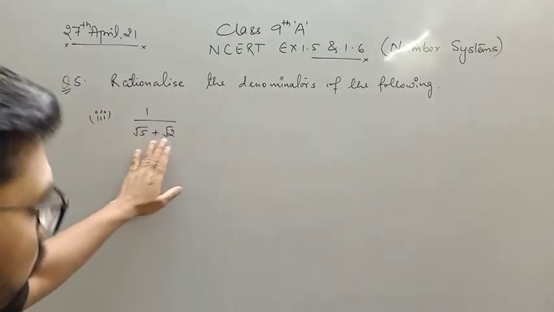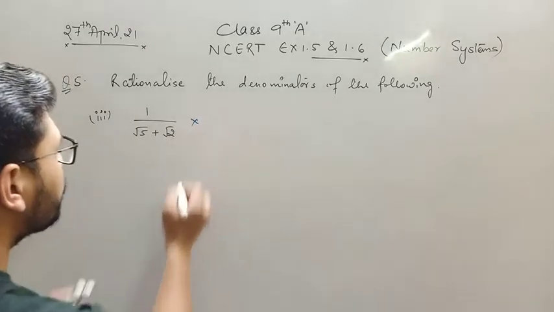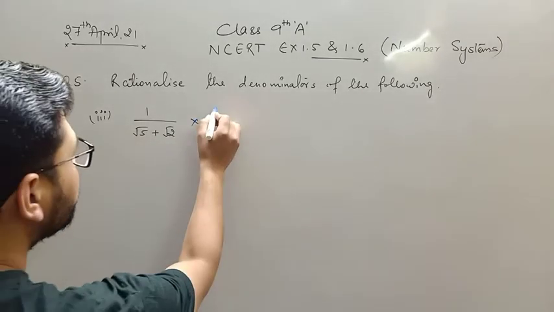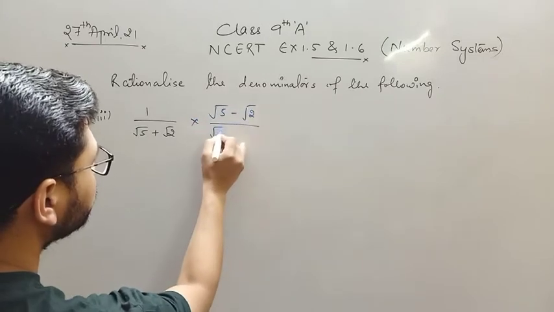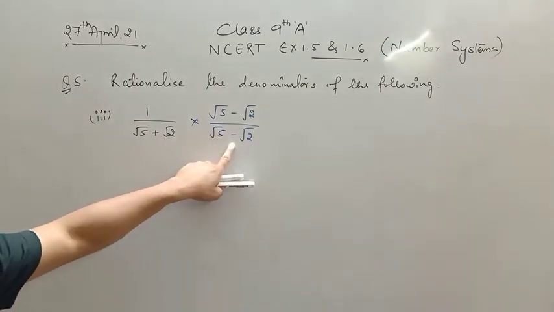1 upon root 5 plus root 2. So how to rationalize this? In earlier classes I have told you that this is the denominator with a positive sign. So you just need to multiply numerator and denominator with its counterpart, that is the negative part.